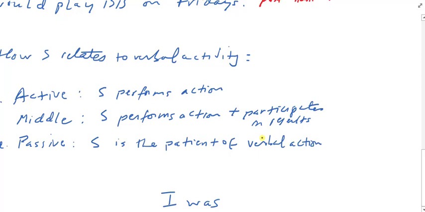You're being cut open. You're very much passive. When we talk about the patient of an action, what we mean is that some agent performs the action on the patient. Okay? In the case of passive verbs, the subject is the patient of the verbal action. So I would say something like John hit the ball. John hit. John's the subject. John hit. That's active voice.